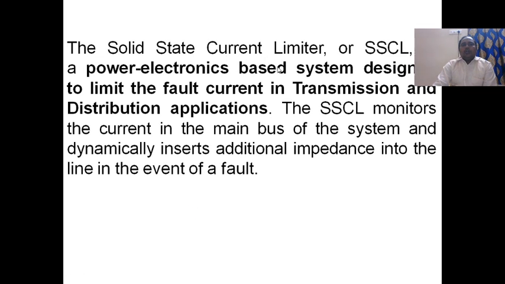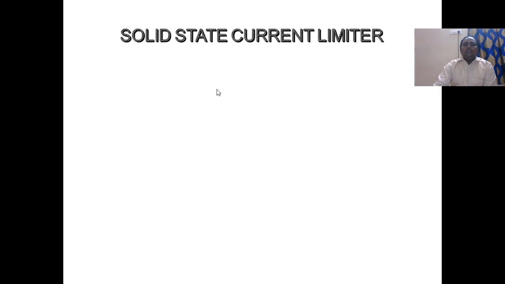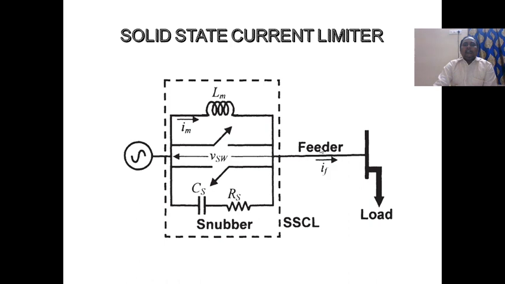The solid state current limiter, or SSCL, is a power electronic based system designed to limit the fault current in transmission and distribution applications. The SSCL can limit both transmission and distribution currents. The SSCL monitors the current in the main bus of the system and dynamically inserts additional impedance into the line in the event of a fault. Please observe the diagram. This is the sending end, this is the load end, in between there is a feeder. In between we put a solid state current limiter that contains inductance Lm with two opposite switches, and also a snubber circuit which consists of a capacitor and resistor.